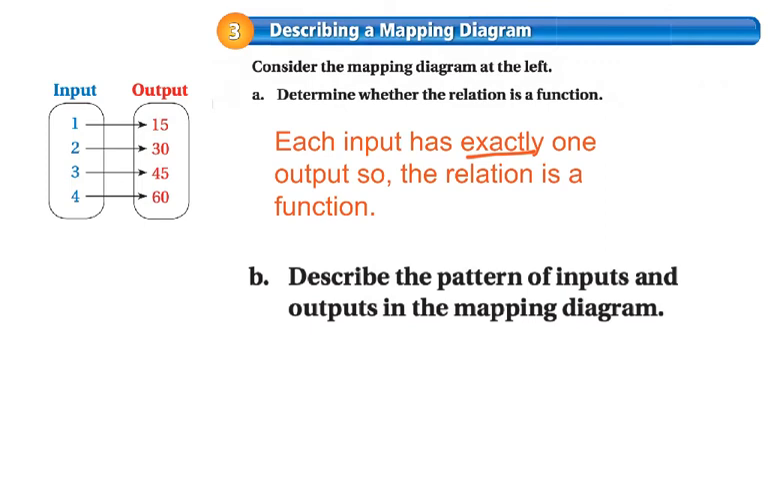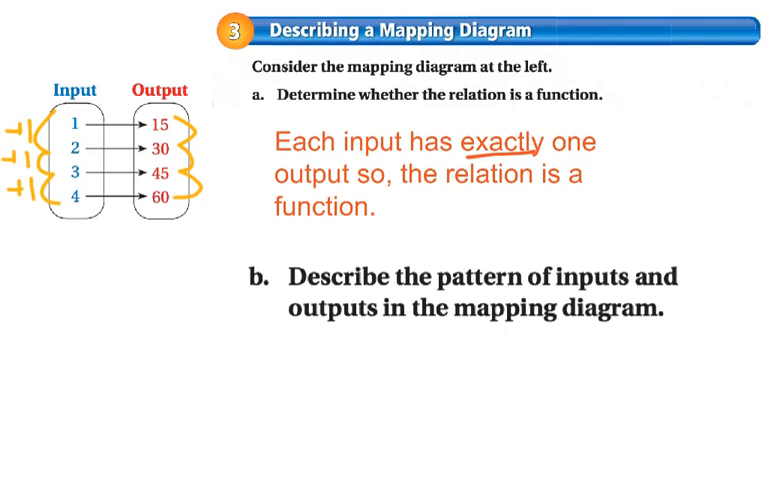Now that we've proven it's a function, part B asks us to describe the pattern of inputs and outputs in the diagram. So what they're asking us to do is look at how things are changing together. How are the inputs changing each time? How are the outputs changing each time? And since they are changing together, in a group, we're going to try and describe what happens. Of course, we look at the inputs. We say, okay, as we go from 1 to 2 or 2 to 3 or 3 to 4, how are the inputs changing? And we can connect pretty quickly that they are going up by 1.